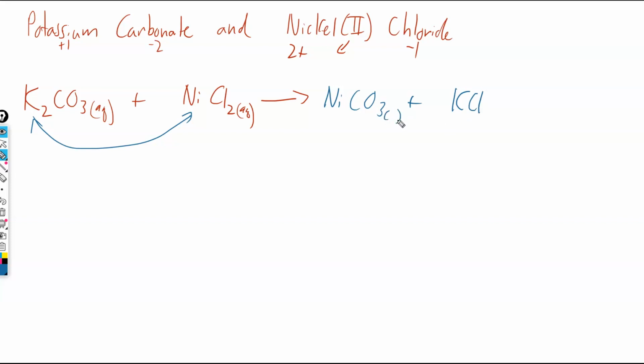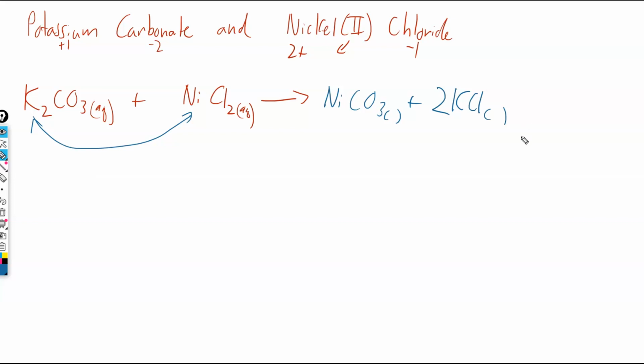Now we're going to look at our states in a second after we balance it, because remember you have to have a balanced reaction. 2 potassiums over here, 1 over here. We'll put a 2 here, which will make 2 chlorines, 1 nickel, 1 carbonate, 1 carbonate. I'm done. Now let's look at our solubility rules.